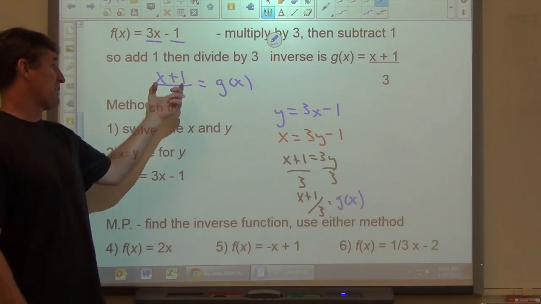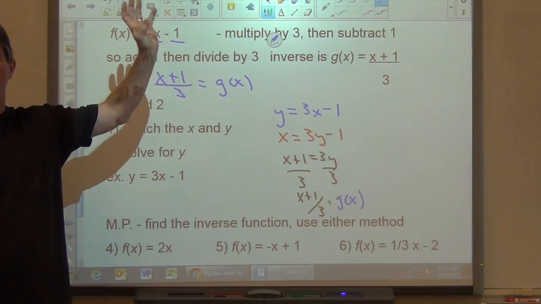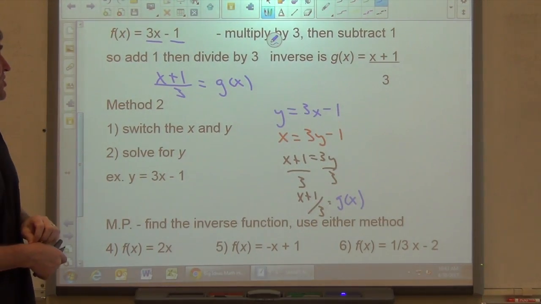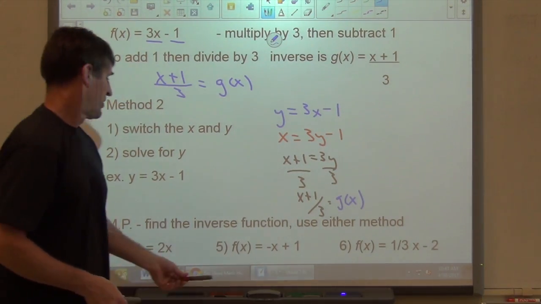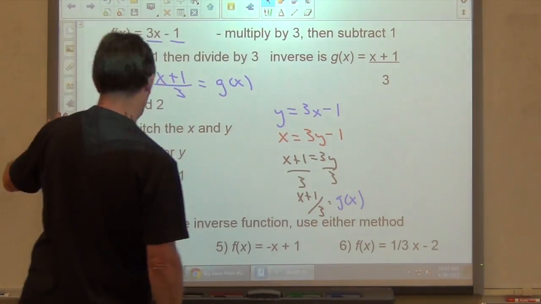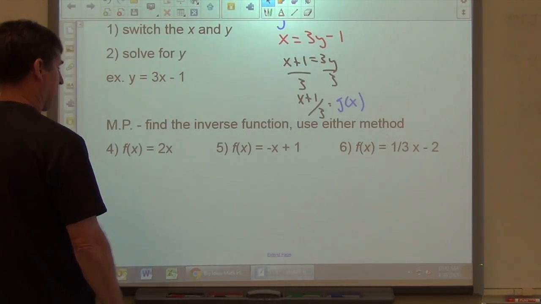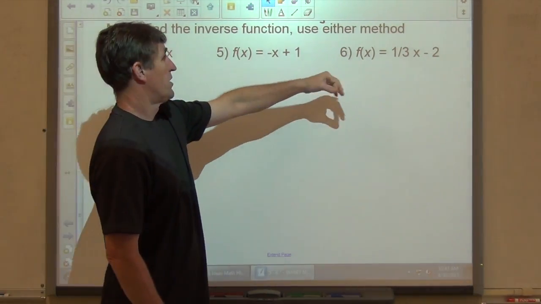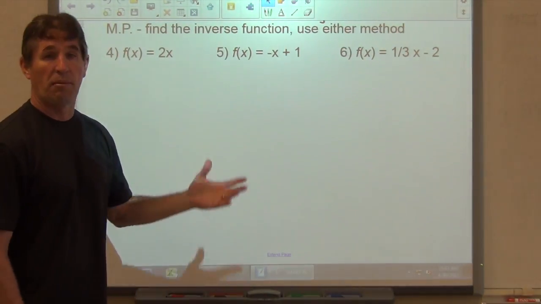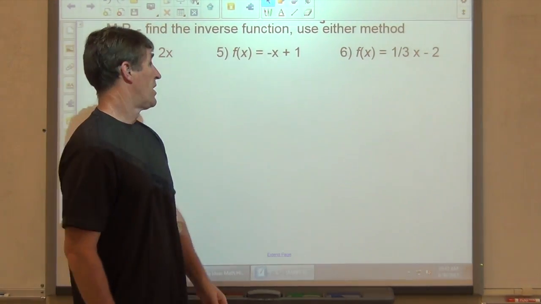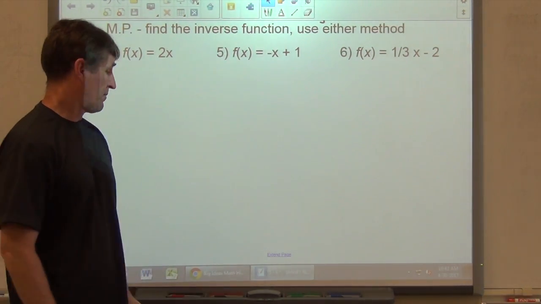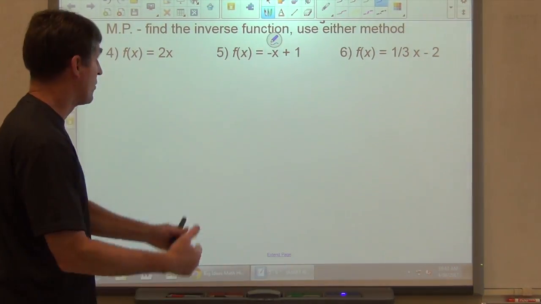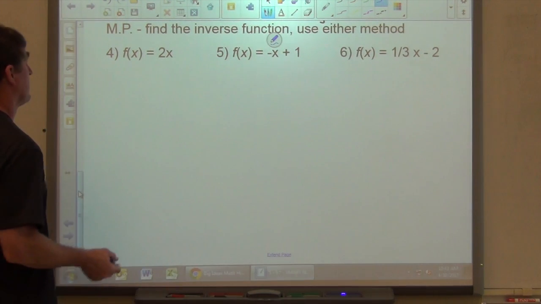So you can see we get the same thing either way. It's just a lot of times, especially as you get into more complicated problems, it's kind of hard to go through and reverse all the possible operations you could have. So you can do this whichever way you want, but I would like you to try these 3 problems using whichever method you would want, and I'll go back through and you can check. I'll probably just switch the x and y and solve, but you can do it either way. So go ahead and pause the video and try these 3.